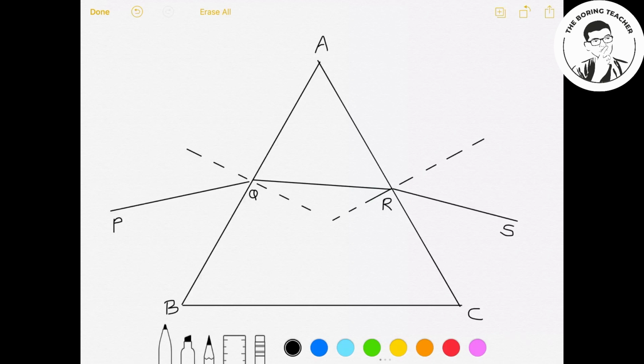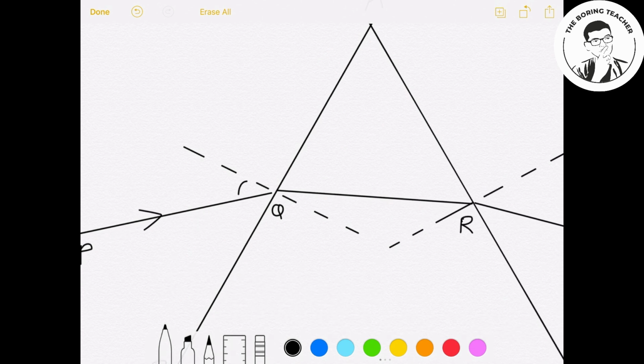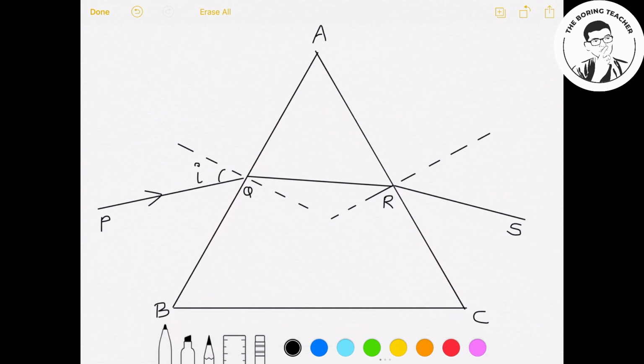For understanding the deviation of light that is produced by a triangular prism, let us consider the following activity. Here I have drawn a triangular prism surface A, B and C, where PQ is the incident ray at the point Q, where I have drawn a normal, and if we were to mark the angle of incidence, it would be this angle, and I am representing it by a small i.